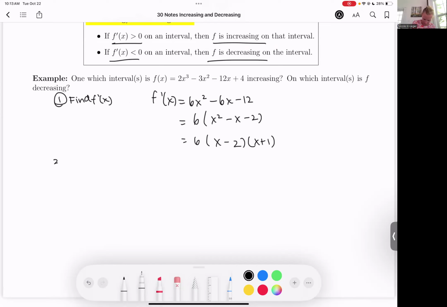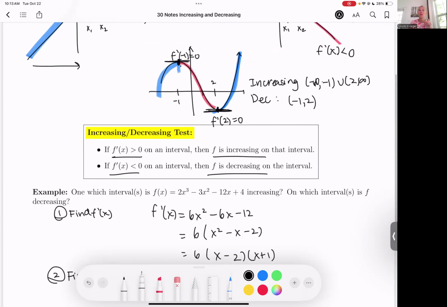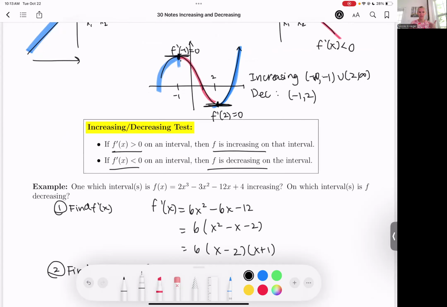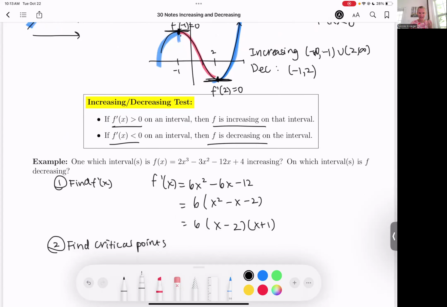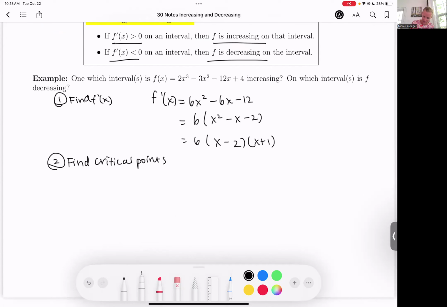Our second step is going to be find the critical points. If you look at that previous example, the critical points would have been -1 and 0. Those are the places where the derivative changed signs, so those are going to be important values for us. In this case, our critical points are places where the derivative is 0. So that will be +2, sorry, and -1. And now we're going to create a sign chart.